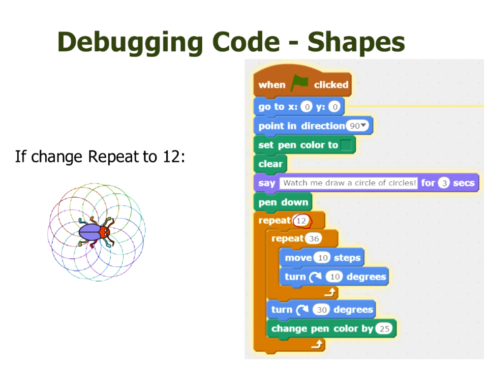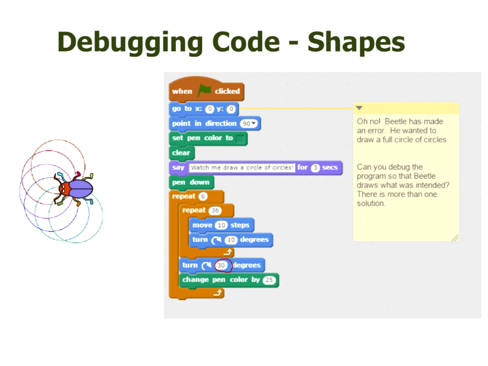So we're just going to double that, and now we have double the amount of circles and a full circle of circles. There's another way that we could have changed that. Because we didn't specify the number of circles, instead of changing the repeat, we can change the number of degrees. Right now it's 30 degrees times 6, which is 180. So you have a half circle.